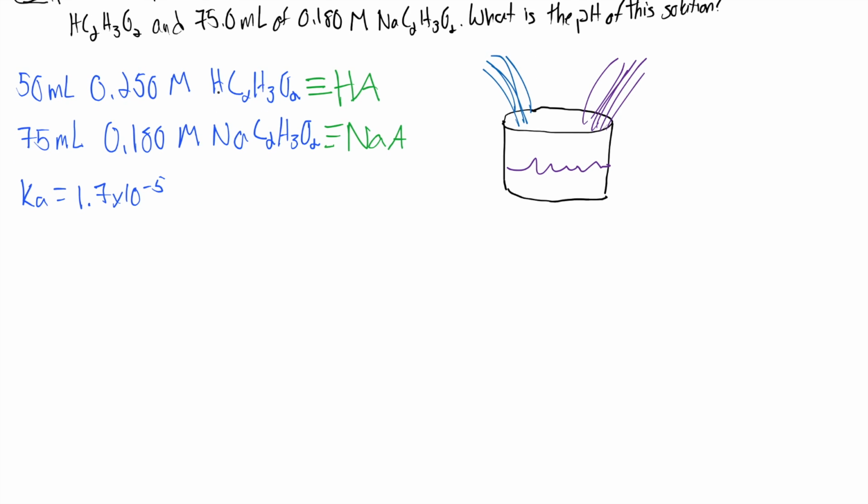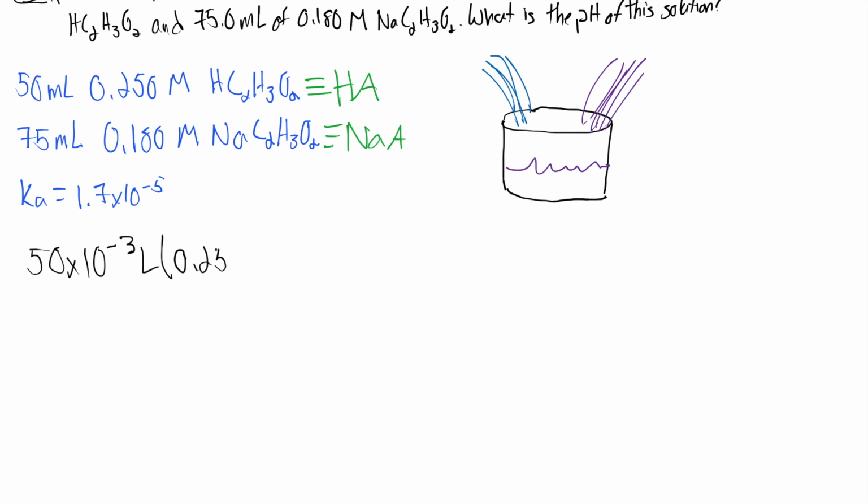Let's go ahead and do that. So we know for here we have 50, and then we can't use milliliters, so we need to convert that. So it'd be 50 times 10 to the negative 3 liters times 0.250 molar. And what does that give us? Well, that gives us 0.0125 moles of acetic acid, which I should have written as HA because I defined it up there, but that's okay.